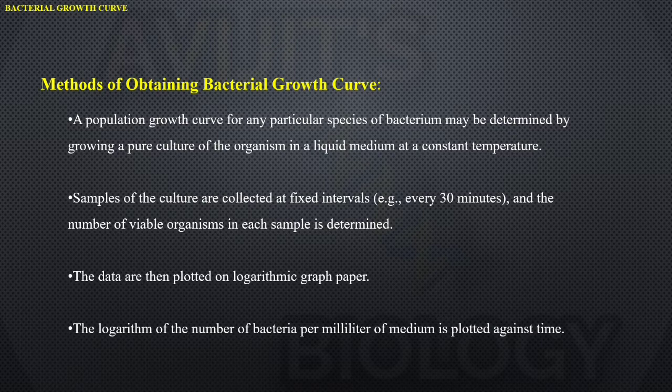First of all, a population growth curve for any particular species of bacterium may be determined by growing a pure culture of the organism in a liquid medium at a constant temperature. Then samples of the culture are collected at fixed intervals, like every 30 minutes, and the number of viable organisms in each sample is determined. Then the data are plotted on logarithmic graph paper, and the logarithm of the number of bacteria per milliliter of medium is plotted against time.